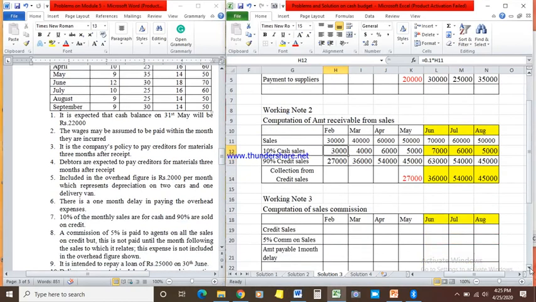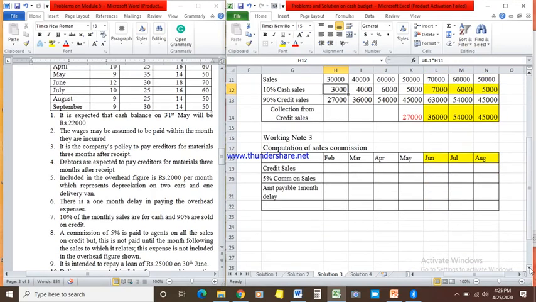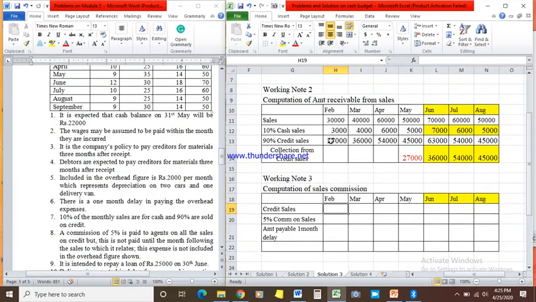So the next working note is regarding computation of sales commission. Now the sales commission is mentioned in the problem as 5% commission paid to the agent on all the sales on credit. So first let me find out what the credit sales are, and in the previous working note we already prepared the credit sales information.